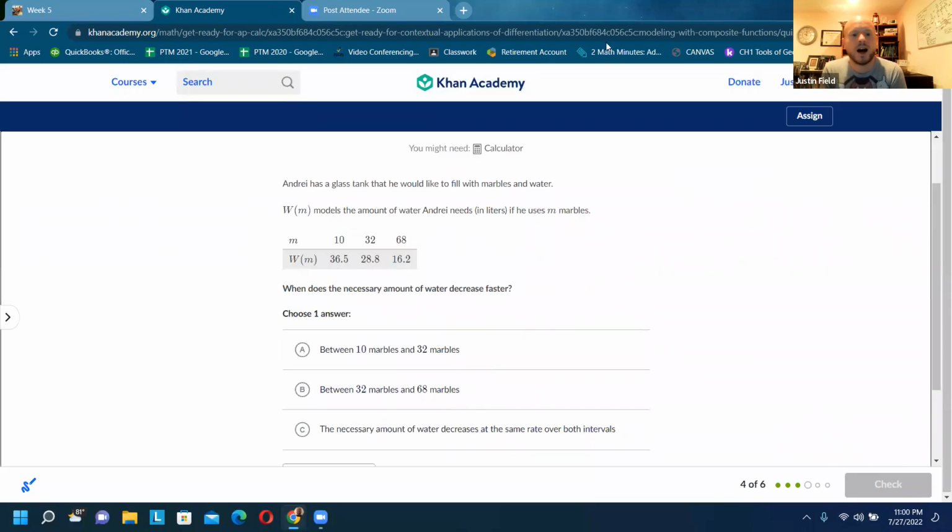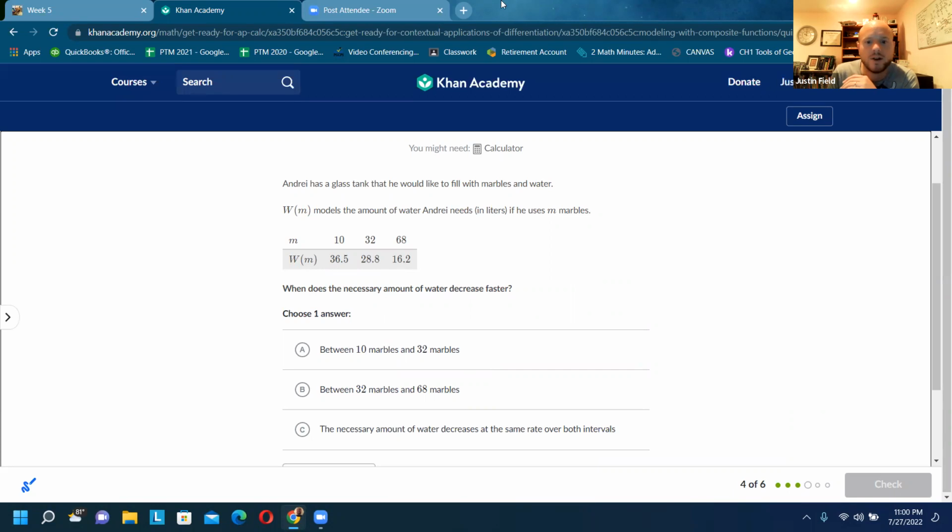Okay. Andre has a glass tank that he would like to fill with marbles and water. W of M models the amount of water he needs in liters and marbles. Okay, so we got the marbles on top, and then we got the amount of water. This is amount of water. This is marbles.